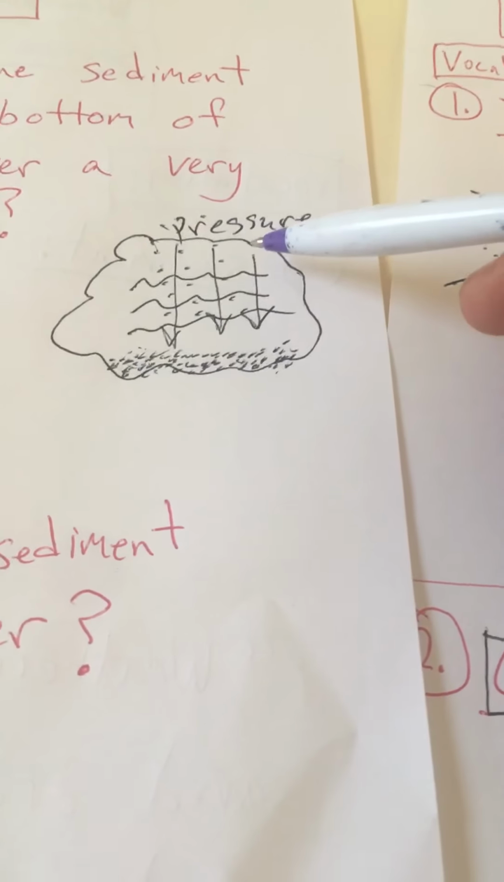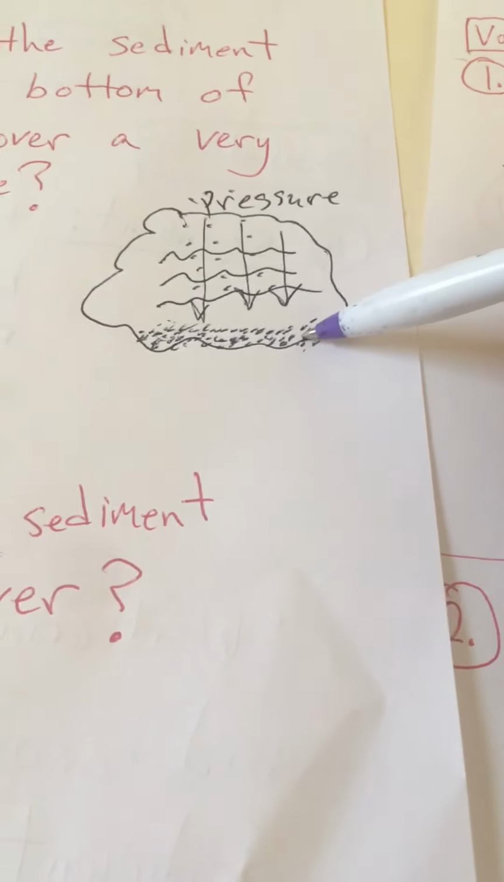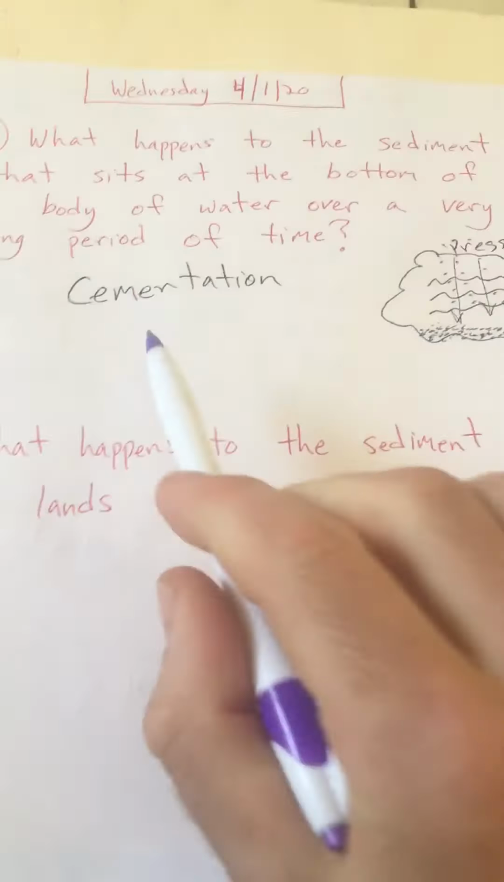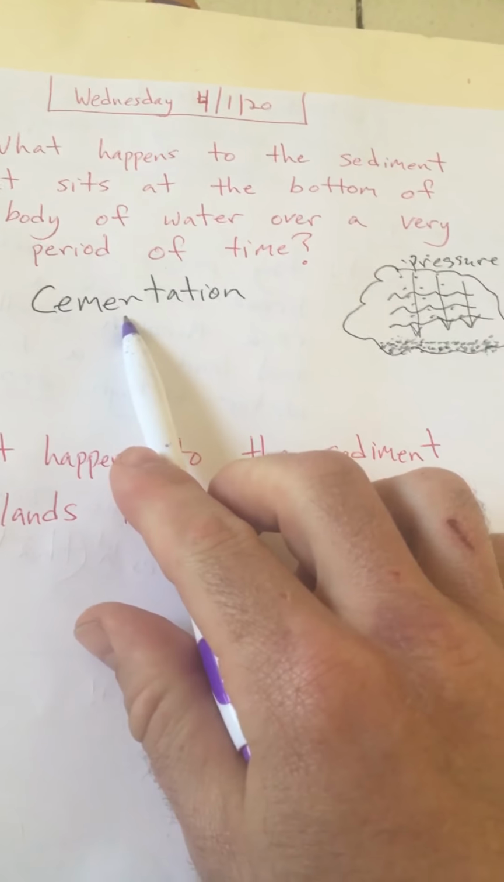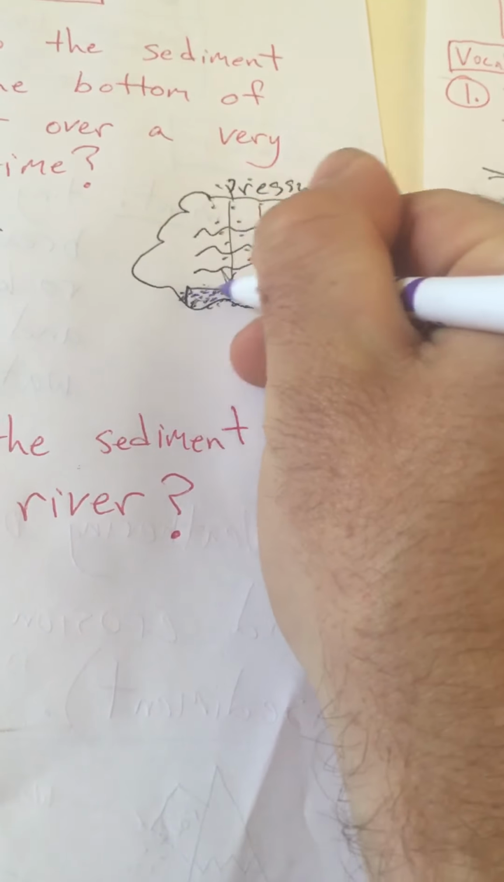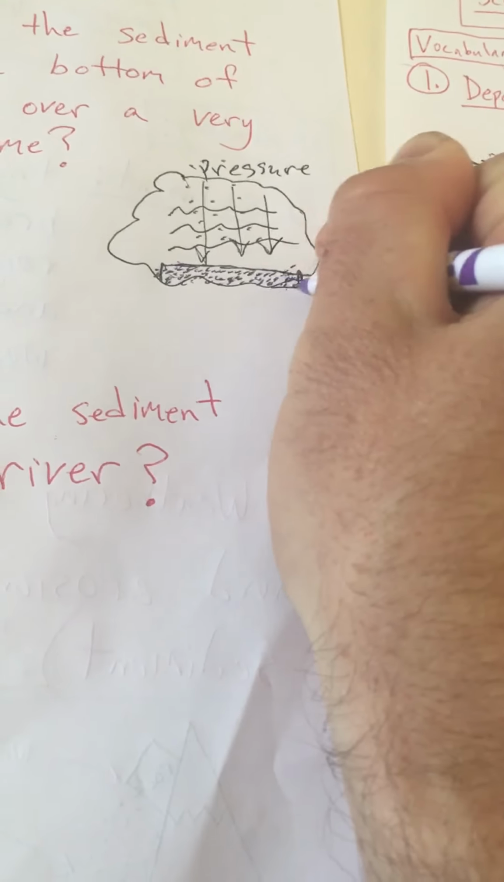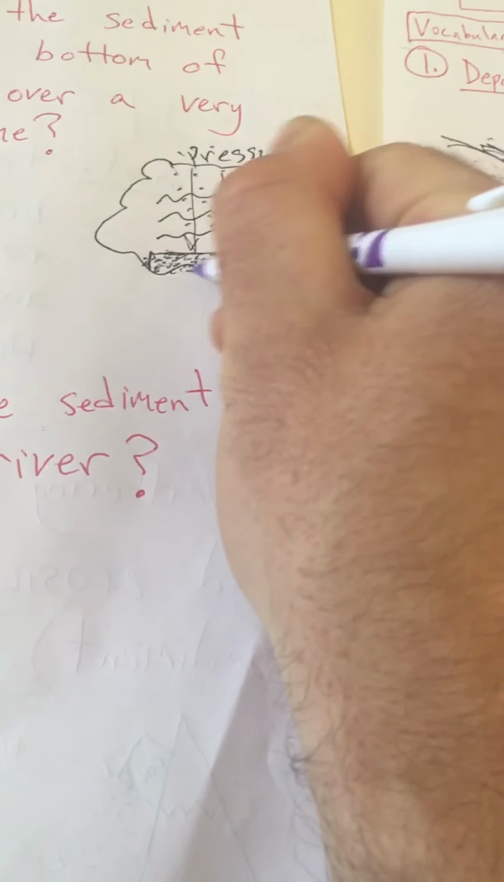So what happens over thousands and thousands and thousands of years is that the pressure pushing down on all this sediment makes cementation happen. It cements and it hardens and becomes rock. But that takes a really, really long time.